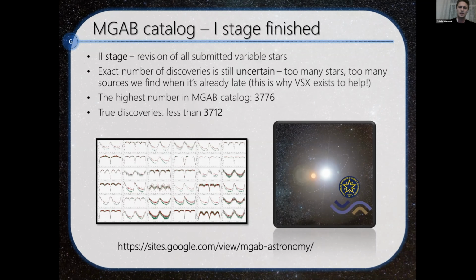And after some time, I found more catalogs of variable stars. So actually the amount of my submissions is not 3,776, but a little less. My work on the second stage is still not finished, but I think it will end around 3,600 variable stars that are actually discovered by me, not mentioned as a confirmed variable star before.